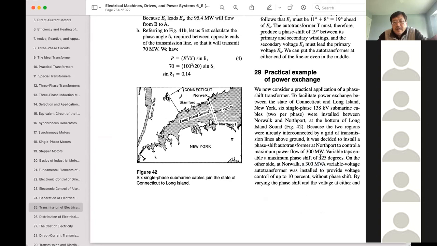The phase shift is positive and negative 25 degrees. Yeah, it's both positive and negative. So you can shift that phase angle, positive, negative, that will control the energy flow. So if New York needs more energy or Connecticut needs some help, we can control that, up to 300 megawatts.